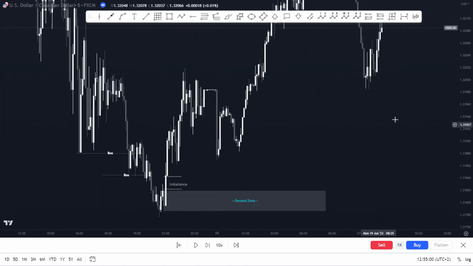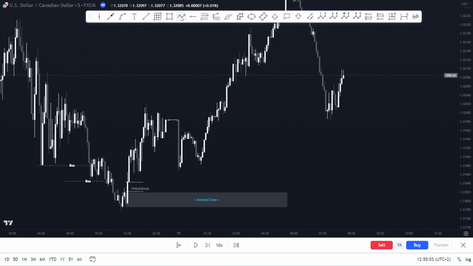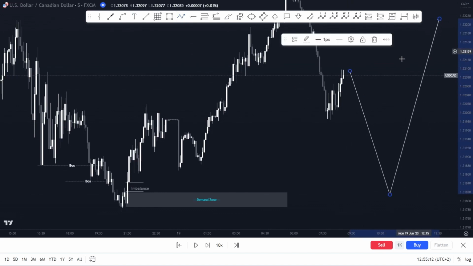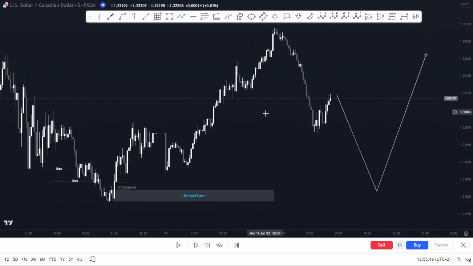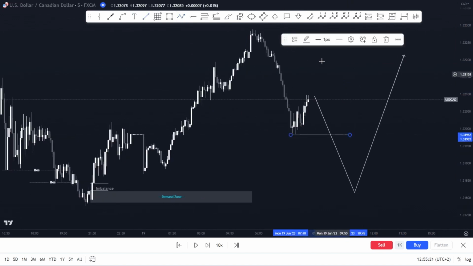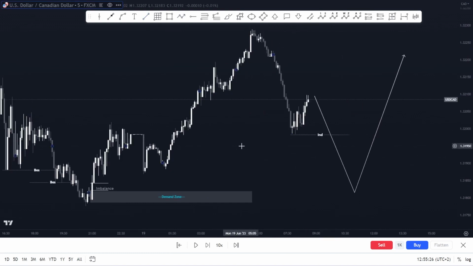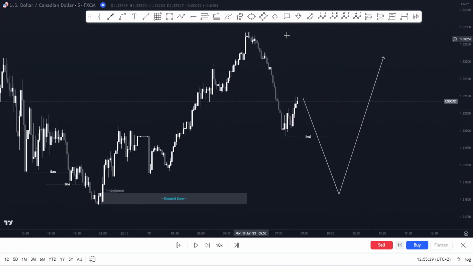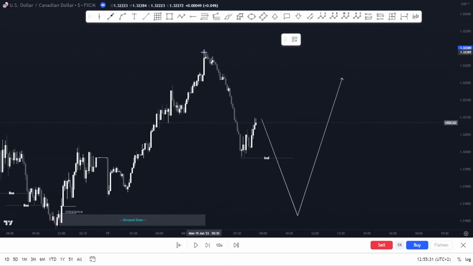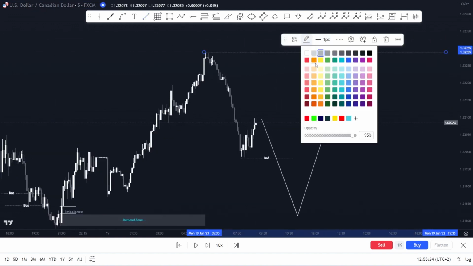So that means right now you will be waiting for the market to trade below this low and then touch the demand zone and then move higher. This is your trade setup. You'll be waiting for the market to trade below this low and then move higher. And for take profit, guys, you can target this previous high here. This will be your take profit level.